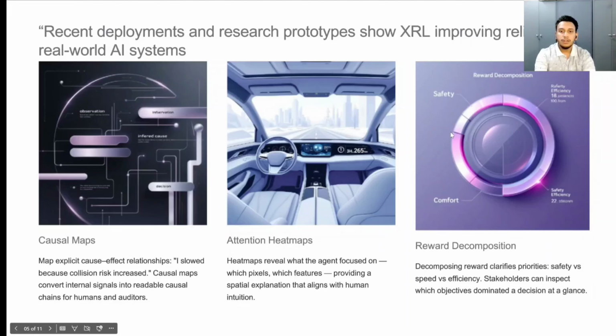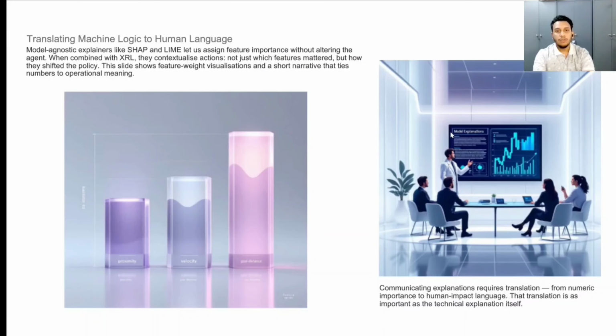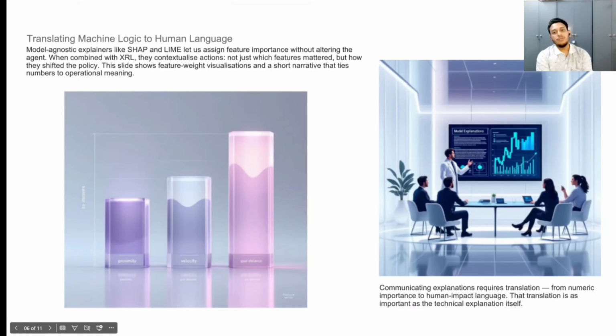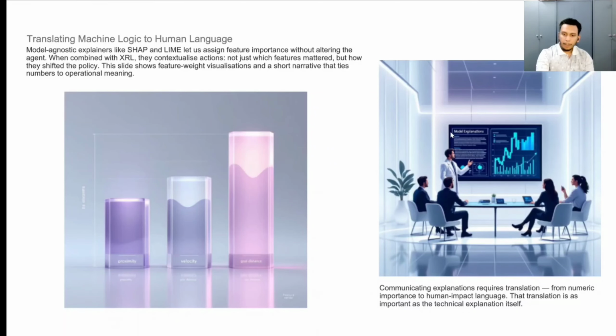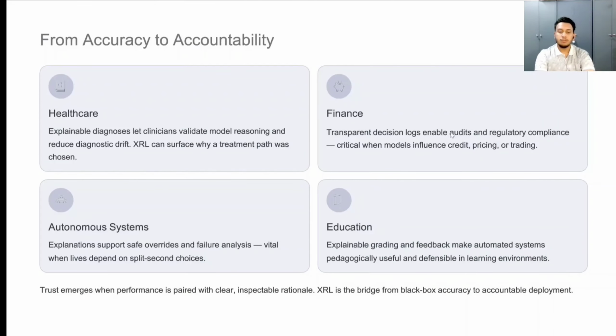Now we can move ahead to the next slide, which talks about SHAP and LIME. We also use model-agnostic tools like SHAP and LIME. These help us understand which features influence the decision without modifying the model. But explanation is not just about numbers, it's about translating them into human-understandable insights. So what and how things work behind the scenes are explained by these models.